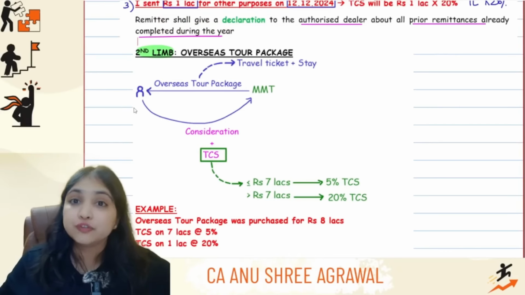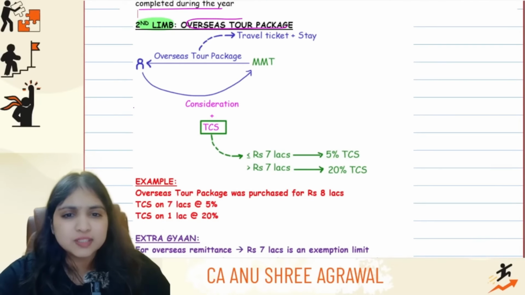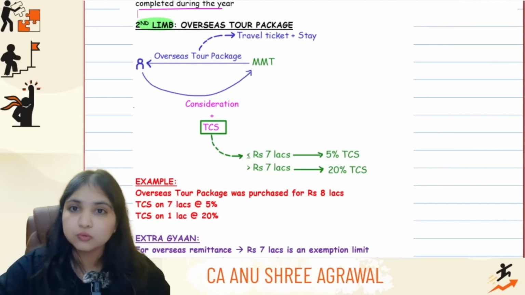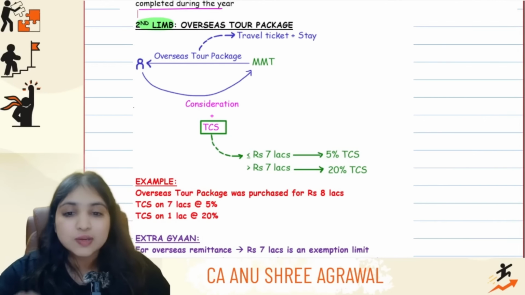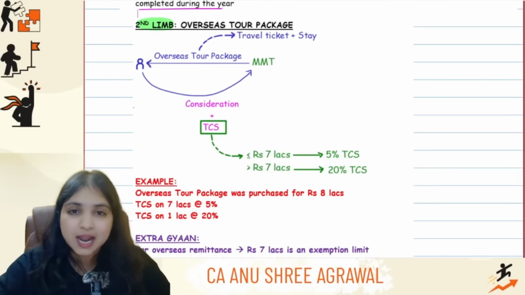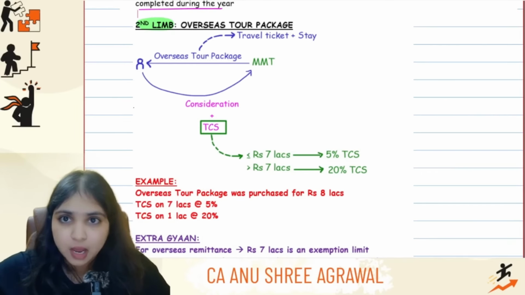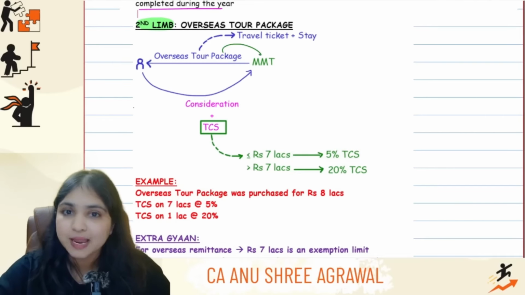Okay, so this was your first limb, guys, overseas remittance. Then comes the second limb with respect to overseas tour package. This is very simple. Let's say Mr. Blue wants to go to Australia for a vacation. So he is buying a tour package from Make My Trip. Tour package means not just travel ticket, even stay. So travel ticket plus stay, full tour package he is buying from Make My Trip. Not a domestic tour package. He is not going to Shimla. He is going to Australia. He is going outside India. Okay, overseas tour package he is buying from Make My Trip.